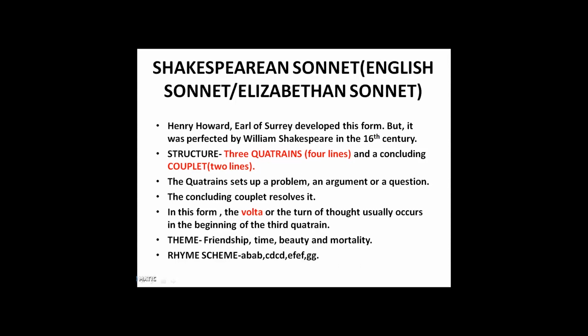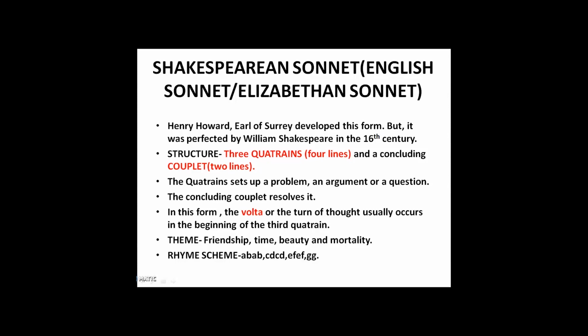The next variety of sonnet which we are going to discuss is the Shakespearean sonnet, also known as the English sonnet or the Elizabethan sonnet. This sonnet was developed by Henry Howard, Earl of Surrey. However, it was perfected by William Shakespeare in the 16th century. Hence, this form of sonnet is named after him.